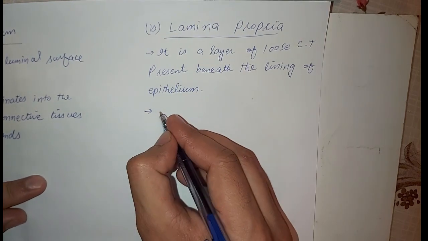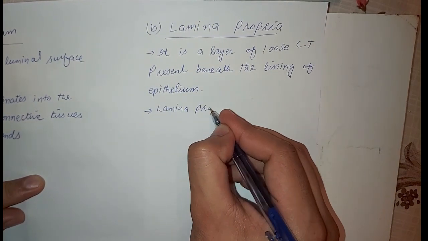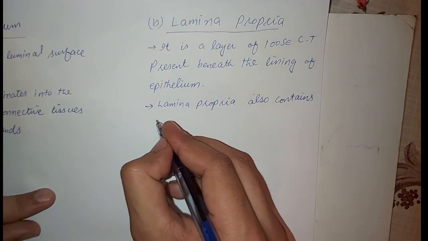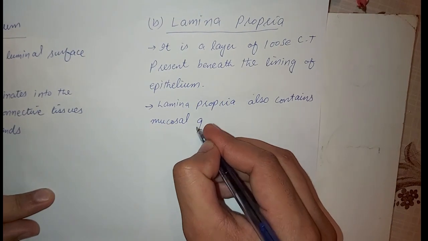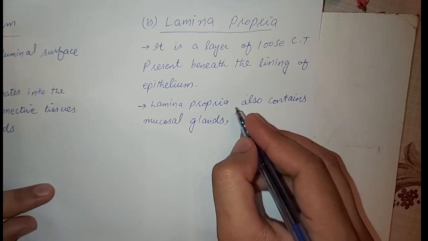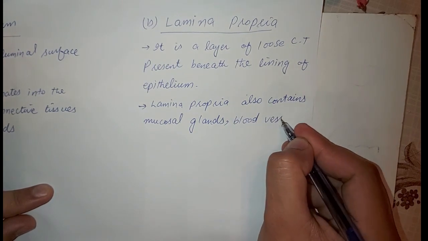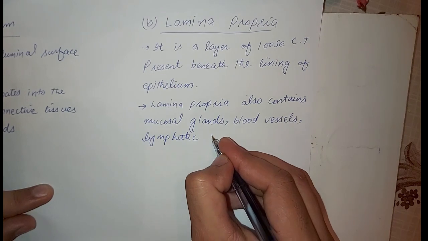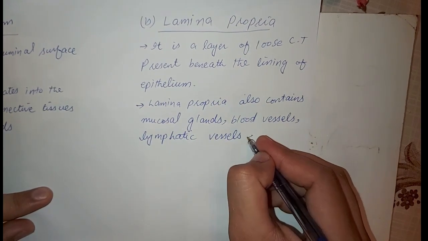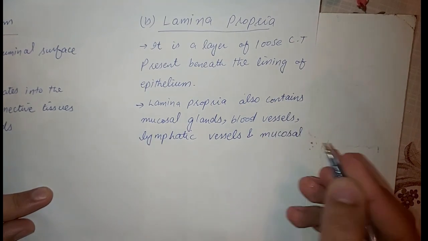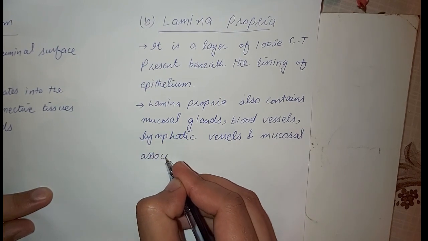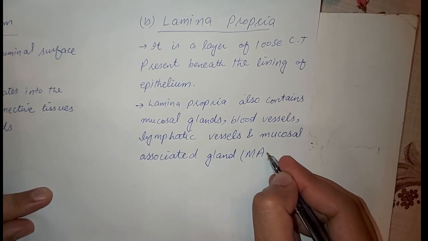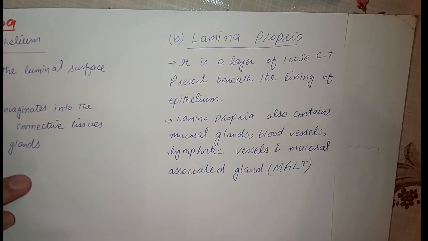Lamina propria also contains mucosal glands, blood vessels, lymphatic vessels, and the mucosal associated lymphoid tissues. Short form is MALT.